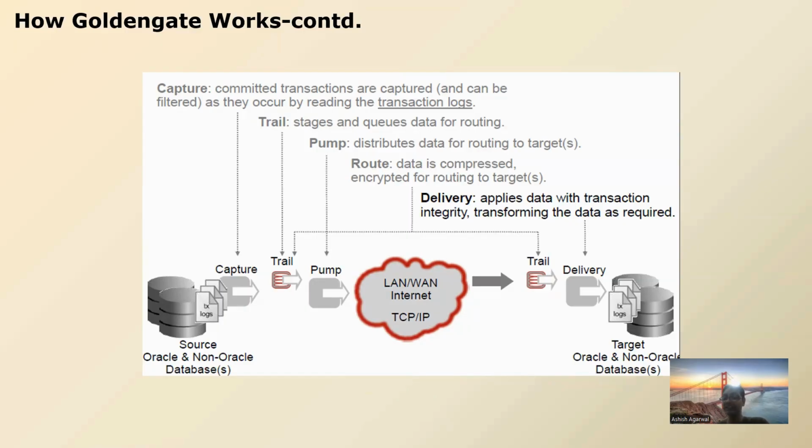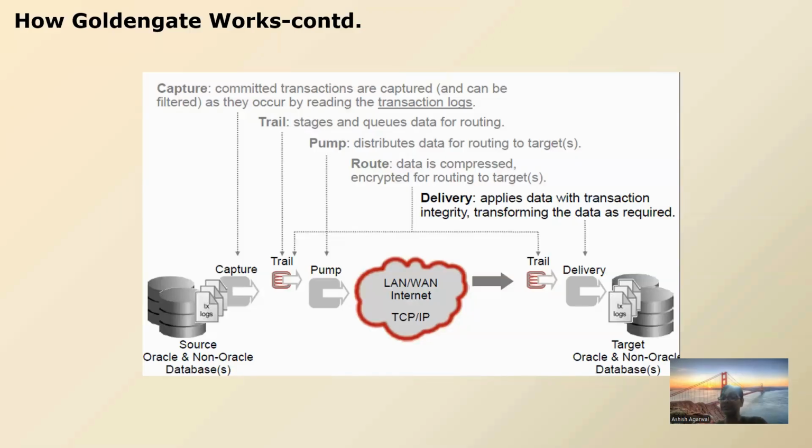Now, once the data is available in the local trail file, the Golden Gate data pump process comes in. The pump process is to pump the data from source to target. The data pump process distributes the data from source to the target.